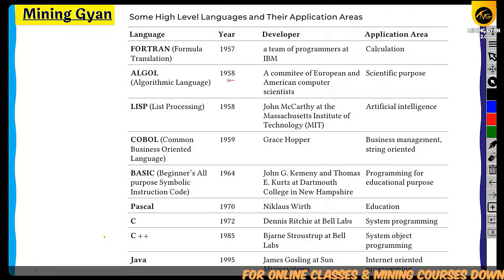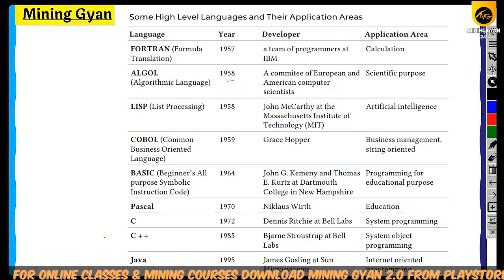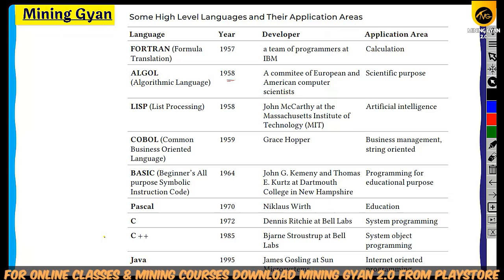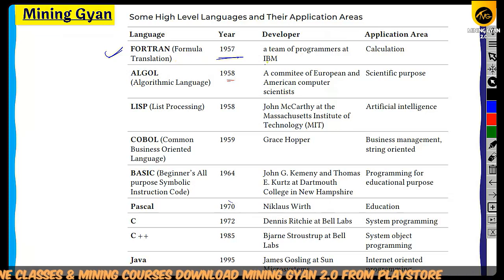Now these are some examples of high level languages and application areas. The most important thing in the syllabus of unit number 4 is the type of language and the year in which it was introduced. Fortran is the first language, introduced in 1957. Fortran means formula translation. The developer is a team of programmers at IBM.